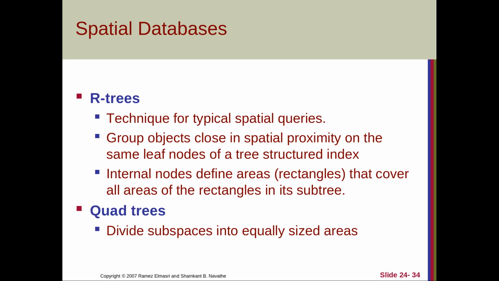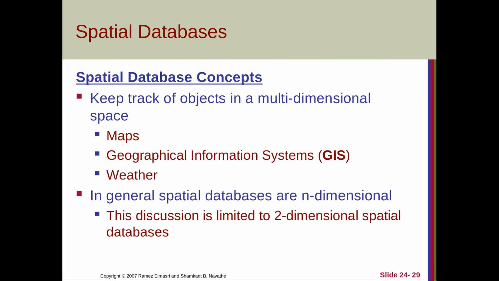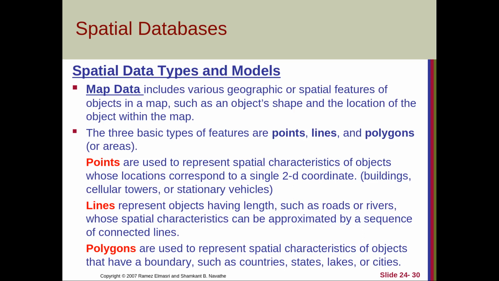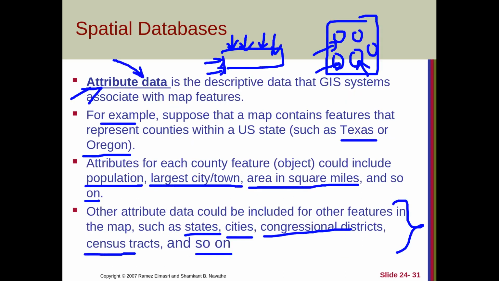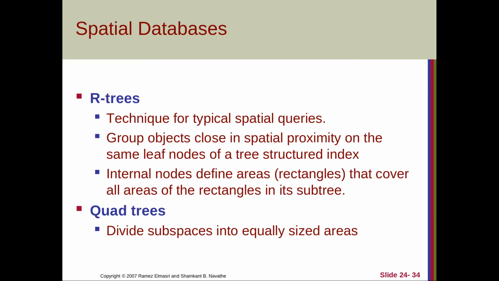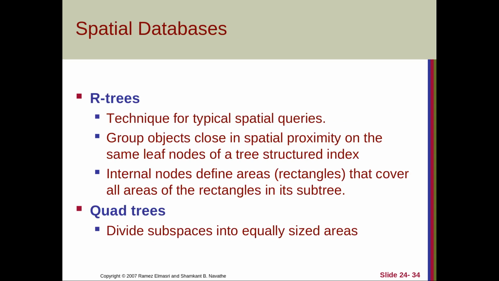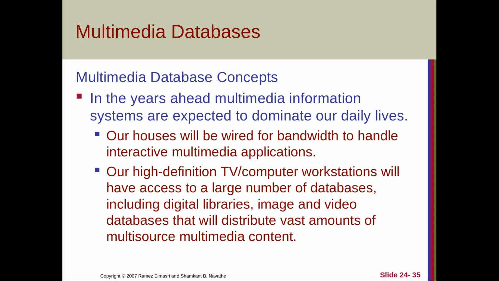We have seen the different data types like map data, attribute data and image data. Then we have seen different spatial queries like range query, nearest neighbor query and spatial joins, and we have also seen some of the representations of spatial databases using data structure formats.